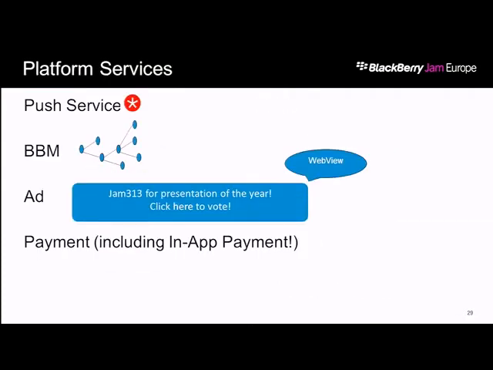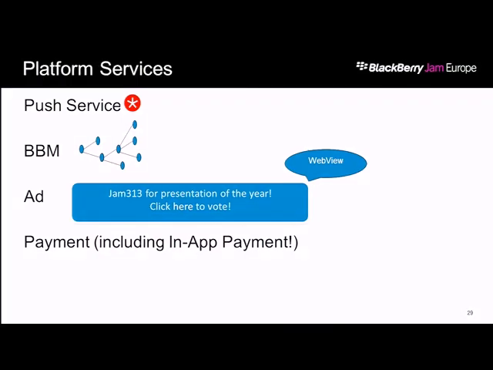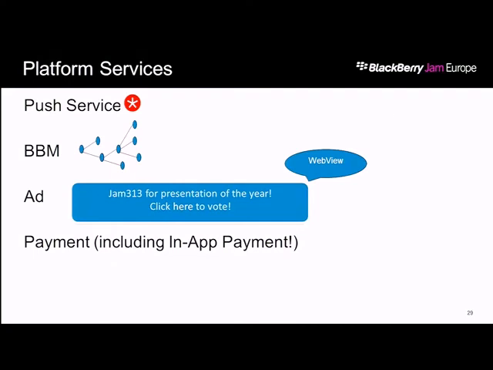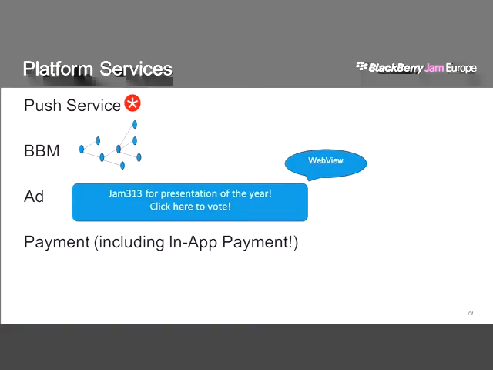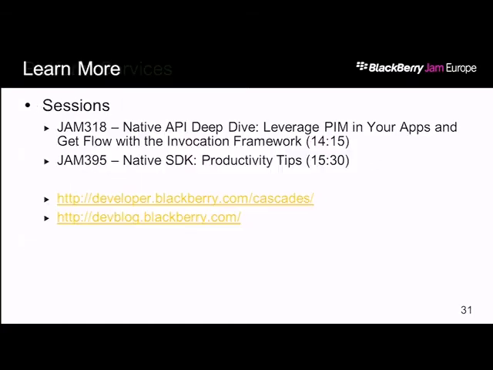So about platform services, obviously one of the most important platform services is the push service. It's evenly supported now on both platforms. I think there are a lot of similarities there. In terms of BBM, as I mentioned, they're both supported. Ad services are also there on BlackBerry 10 as they were in Java, and so is the payment SDK. So I think you have an even mapping if your applications use those services. To learn more about some of the native capabilities, feel free to explore the native API deep dive session.